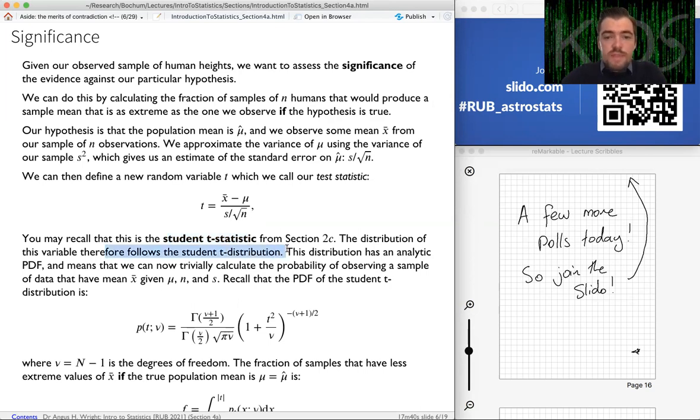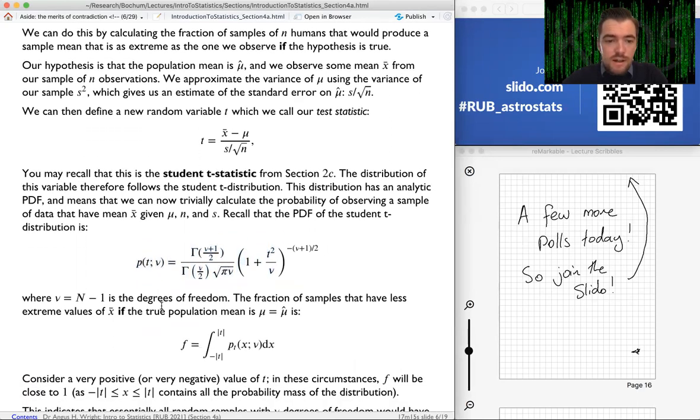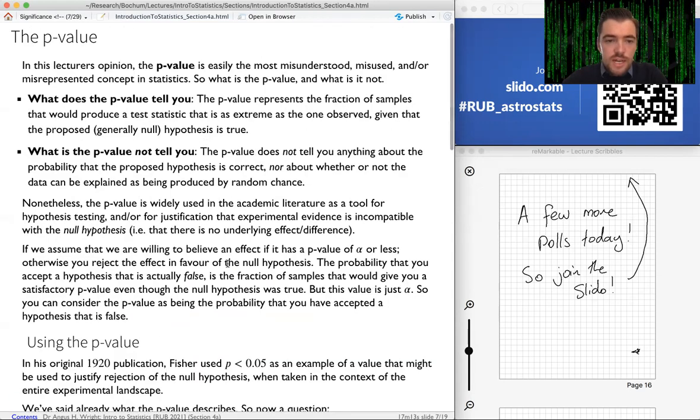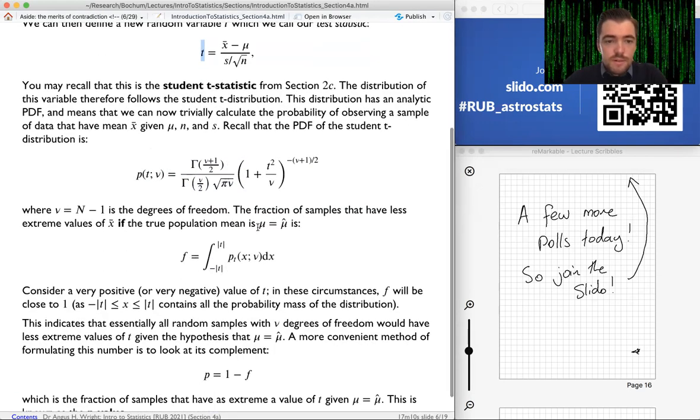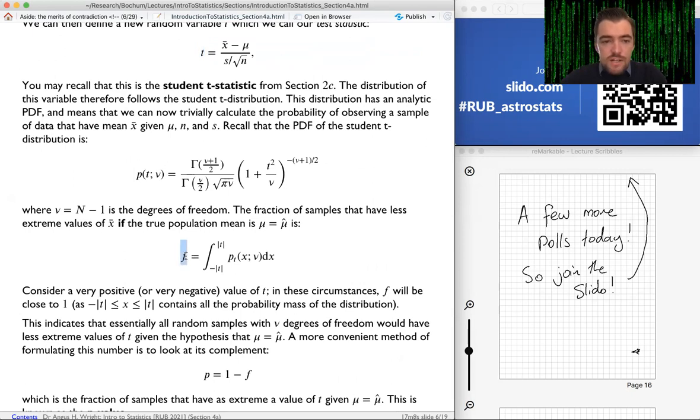And we know that that distribution is analytic. So we know the PDF of that thing, and it means that we can calculate the probability of observing a sample of data with mean x bar, given the values of mu, n, and s. And that follows a student t distribution. And so we can integrate this student t distribution between the values of minus t and t, right? And that gives us this value f.